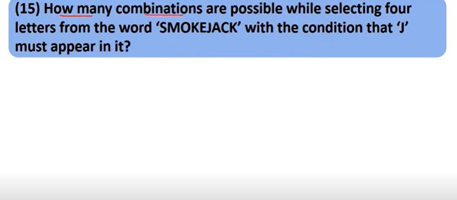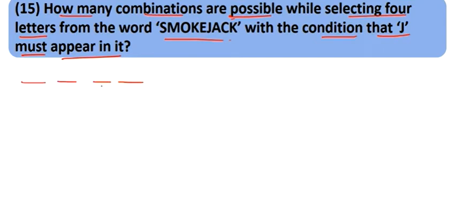How many combinations are possible while selecting 4 letters from the word SMOKEJACK with the condition that J must appear in it? Again, very easy sum. Let us take a look how to solve this. What are they saying? We want a 4-letter word, or we have to select 4 letters. Out of that, J has to appear.